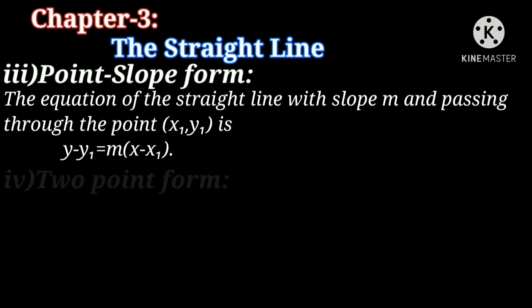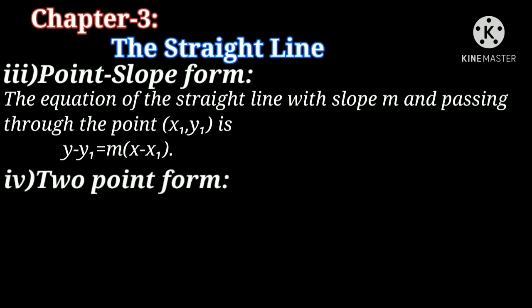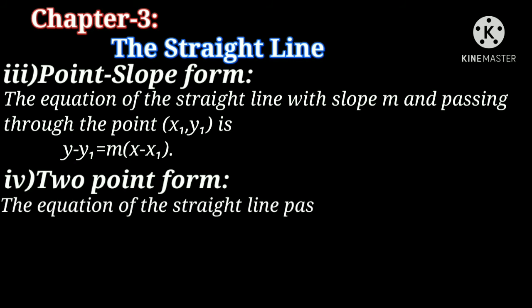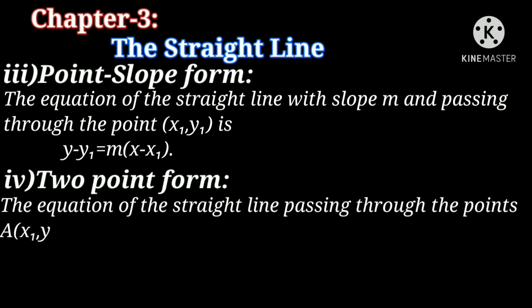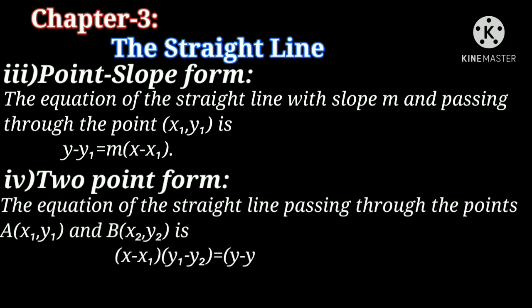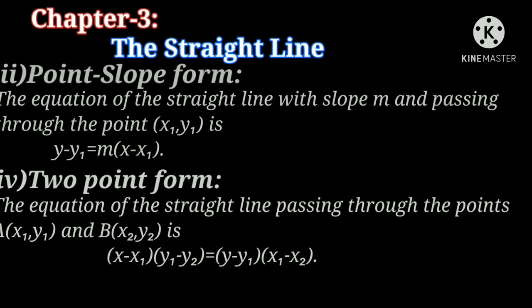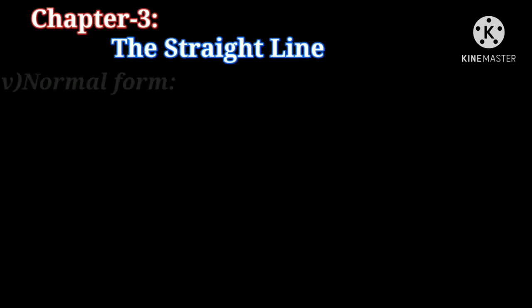Fourth, the equation of a straight line in two-point form. The equation of the straight line passing through the points capital A of x1, y1 and capital B of x2, y2 is x minus x1 into y1 minus y2 equal to y minus y1 into x1 minus x2. That is the two-point form straight line equation.